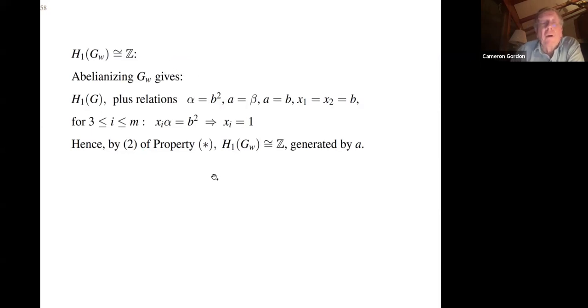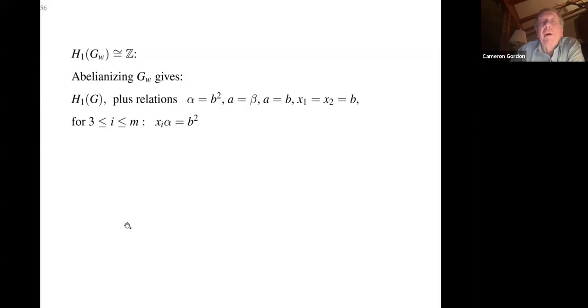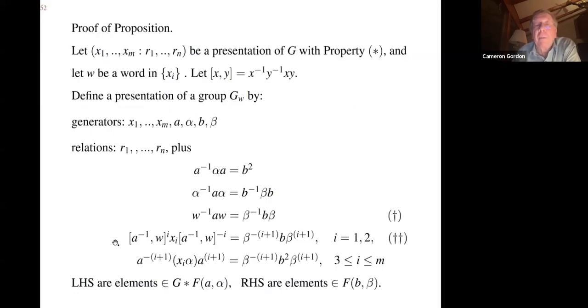The next thing to notice is that G sub W is actually generated by A and B. So let me go back and explain that. And in fact, not only will we see that it's generated by A and B, but we'll see how to get a presentation on those generators.